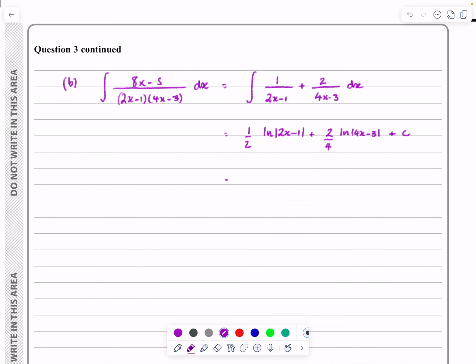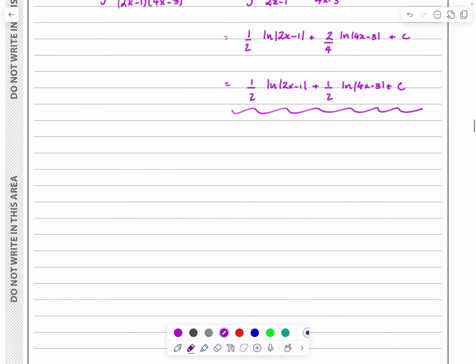You could leave it like that or just tidy it up to whichever level. Well, you wouldn't leave it as 2 over 4. That's the only thing you wouldn't do. I'm going to leave it as half log 2x minus 1 plus half log 4x minus 3. Now, I might normally tidy that up further, but I can see with part C I'm going to need to do all my log rule work anyway, so there's no point in doing that too early.